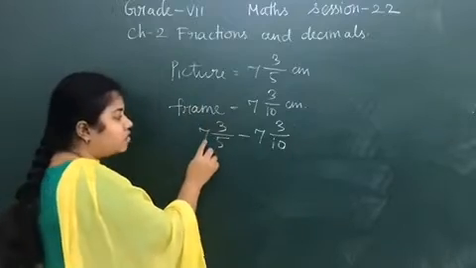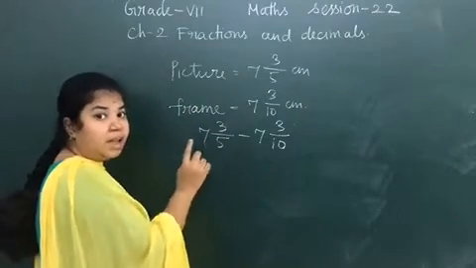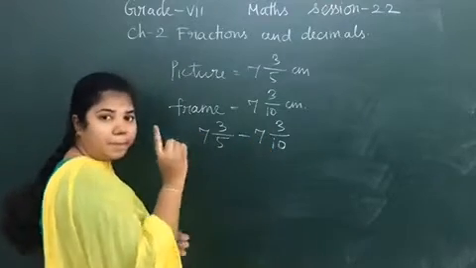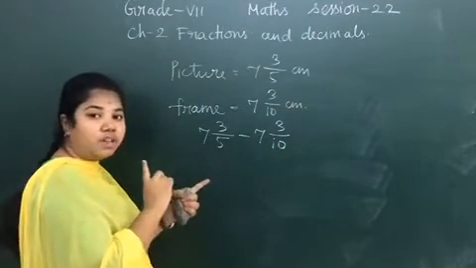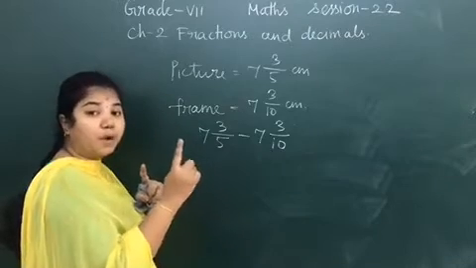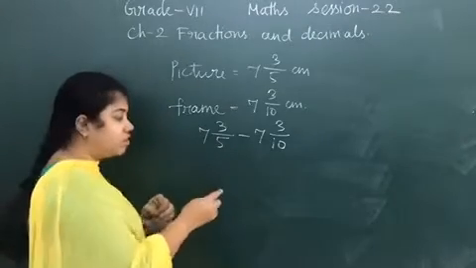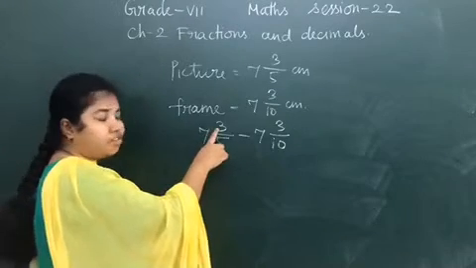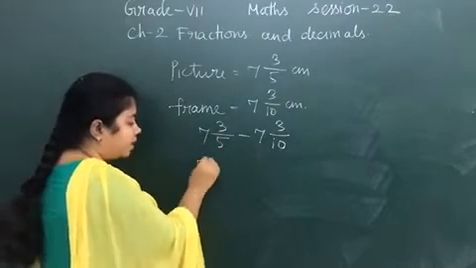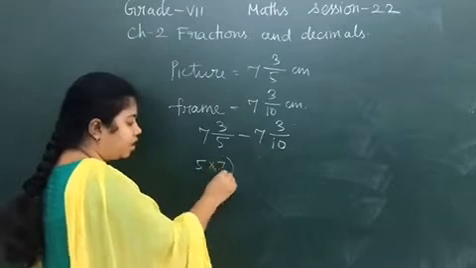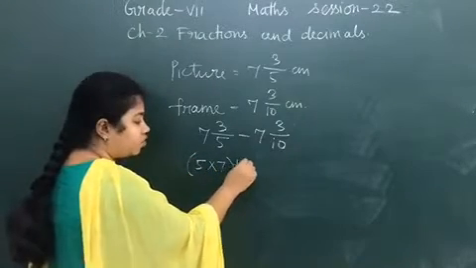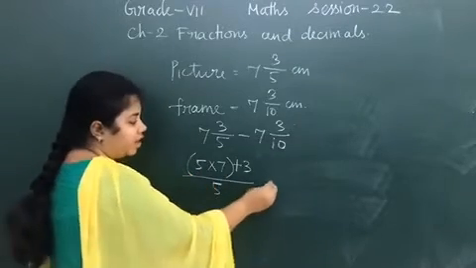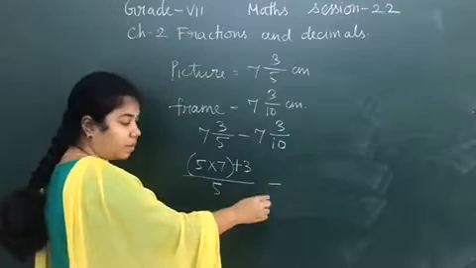Okay, now 7 3 by 5 is in mixed fraction. Again 7 3 by 10 is in mixed fraction. So I have to convert the mixed fraction to improper fraction. What is the process? Denominator into whole number plus numerator, the whole product plus numerator divided by denominator. Okay, and the basic operation here is subtraction.